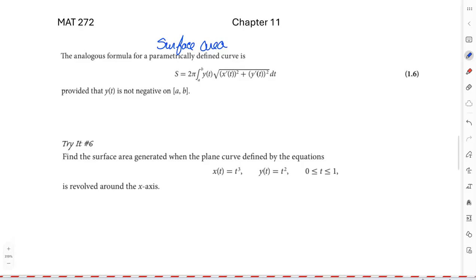We've got x of t defined as t cubed, y of t is equal to t squared, and we're bounding t between 0 and 1. If I want to find surface area, and I'm going to use that capital cursive S, it's going to be 2 pi times the integral from 0 to 1 of y of t, which is equal to t squared, and then the square root of x prime of t. My x prime of t here would be 3t squared, and I'm squaring that, plus y prime squared. Y prime is 2t. I'm going to square that, dt.